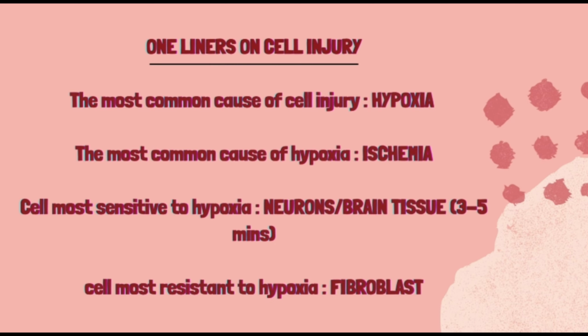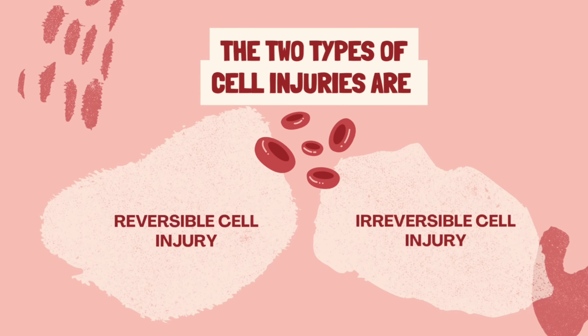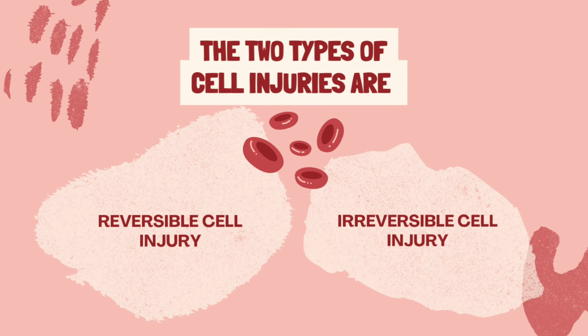Neurons are the most sensitive. Give them just 3 to 5 minutes without oxygen, and they start dying. Meanwhile, fibroblasts, completely unbothered, oxygen or not, they just keep going, like the overachievers of the cellular world. The two types of cell injuries are reversible cell injury and irreversible cell injury.